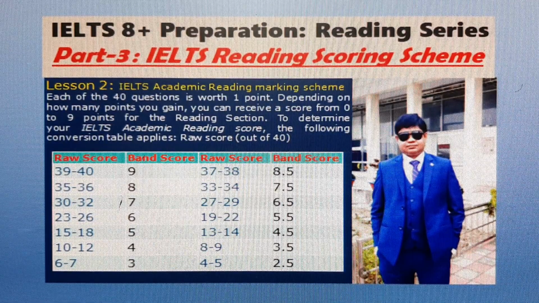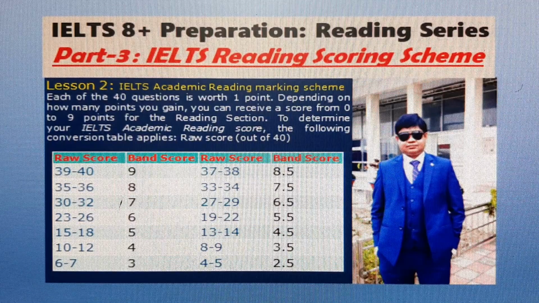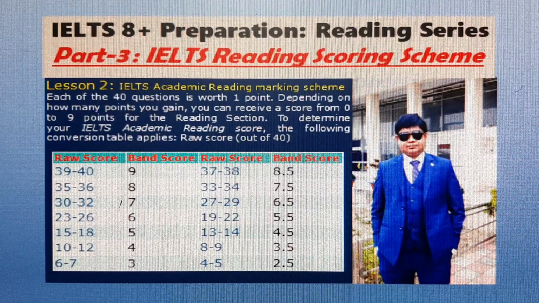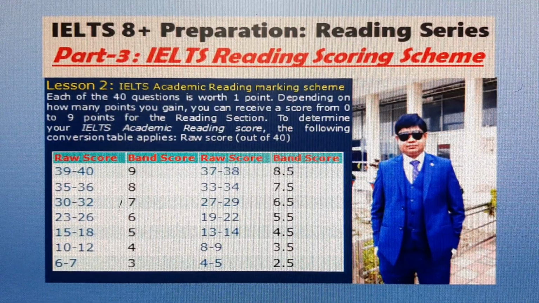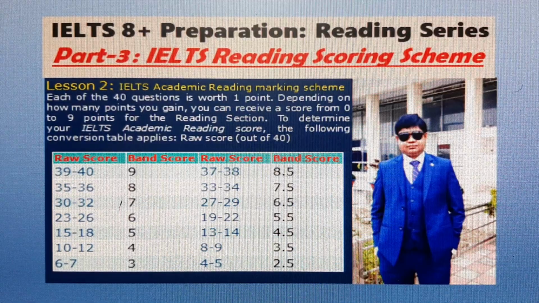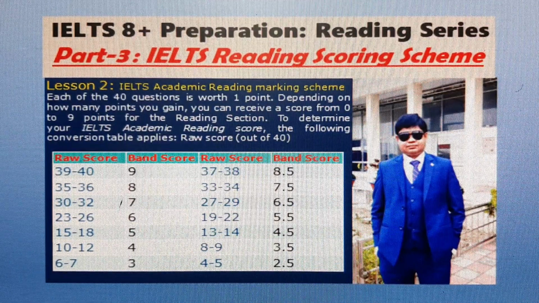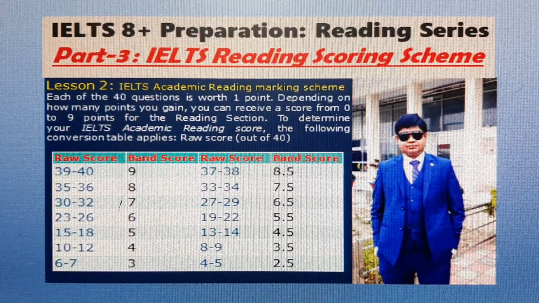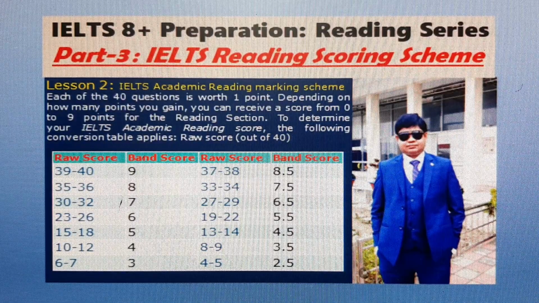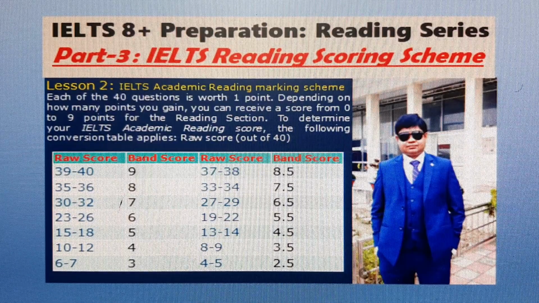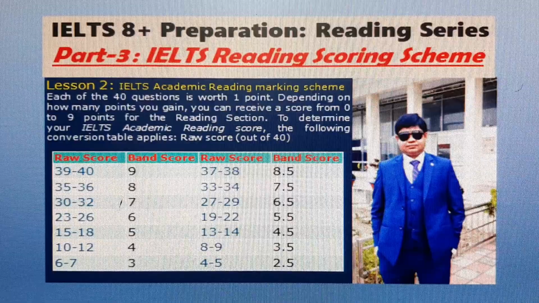39 to 40 is equal to 9 band score. 37 to 38, 8.5 band score. 35 to 36, 8 band score. 33 to 34, 7.5 band. 30 to 32, 7 band. 27 to 29, 6.5 band. 23 to 26, 6 band.